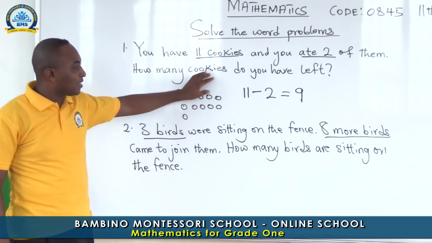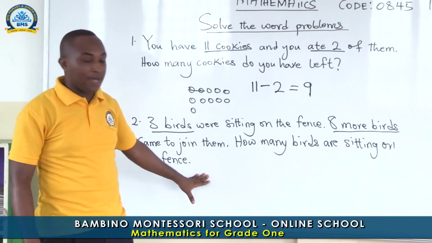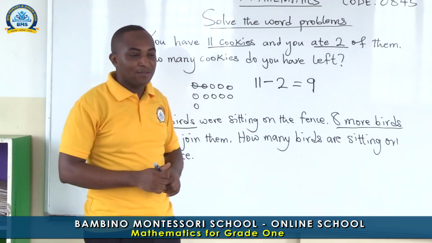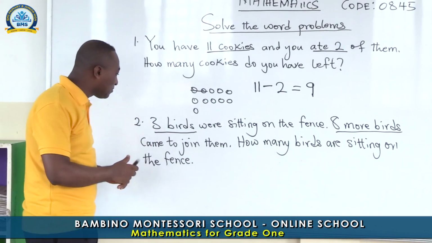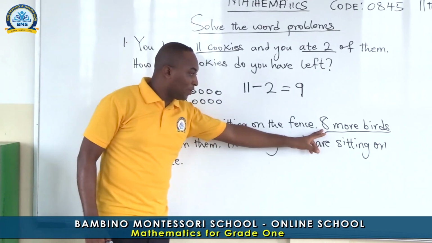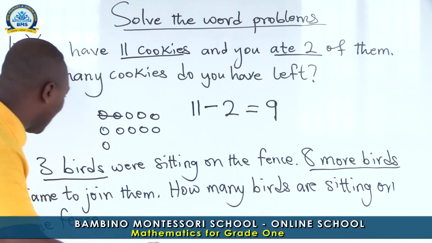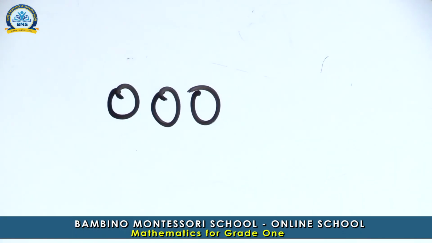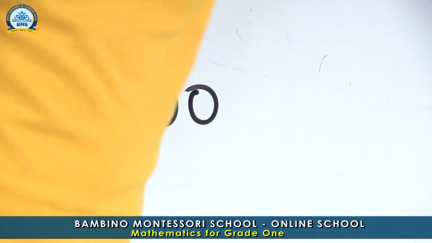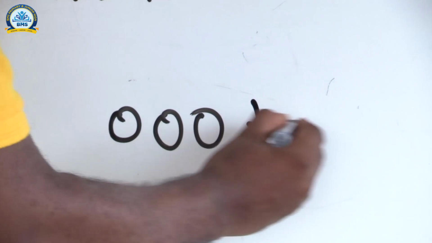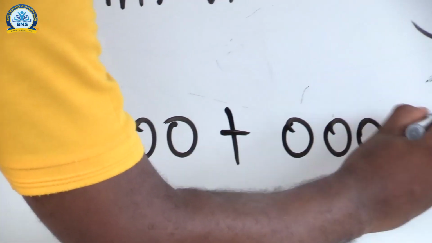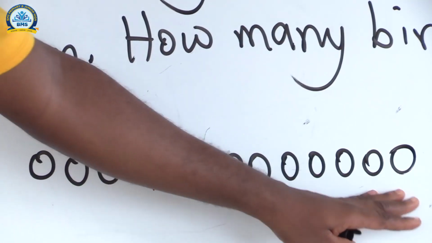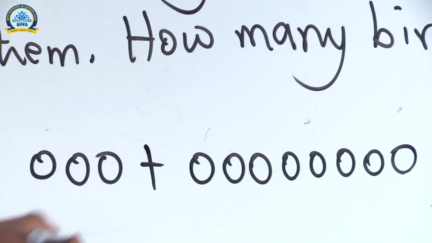So unlike the first example, this one we are going to add, because there were 3 and 8 more birds joined. So this one is addition, simple addition. We are going to add 3 to 8 to get our answer. So let's see. We have 3 birds who were sitting on the fence. Then 8 more birds came to join. Yes, so that's 3 plus 8 will give us the answer.